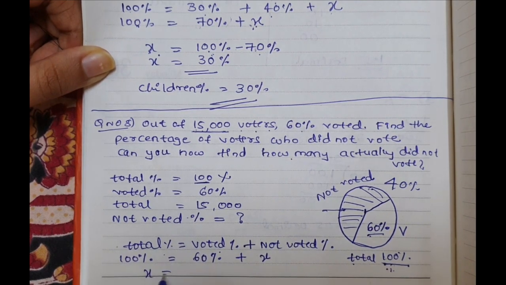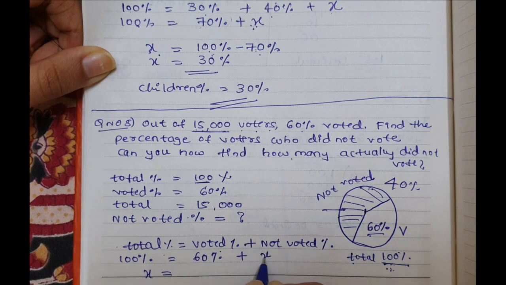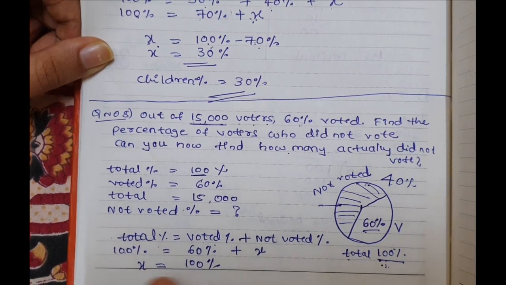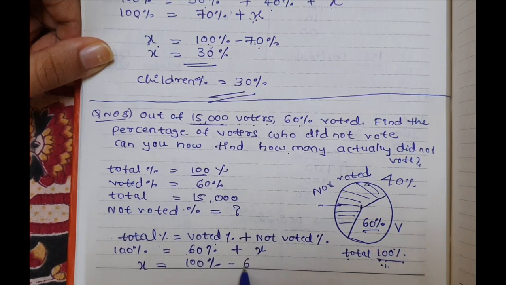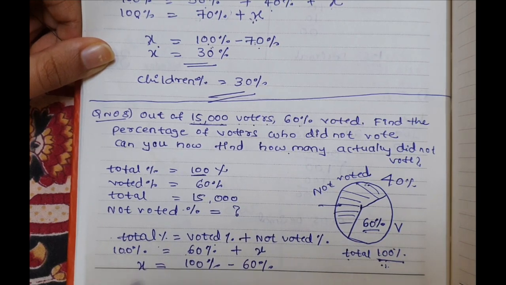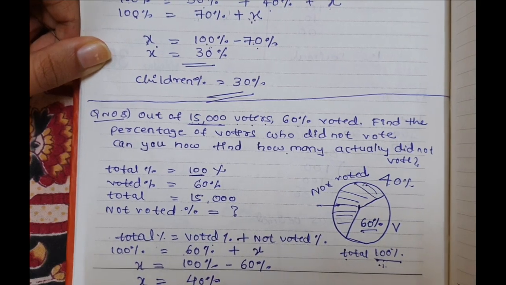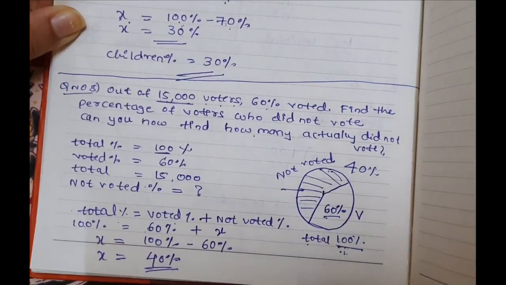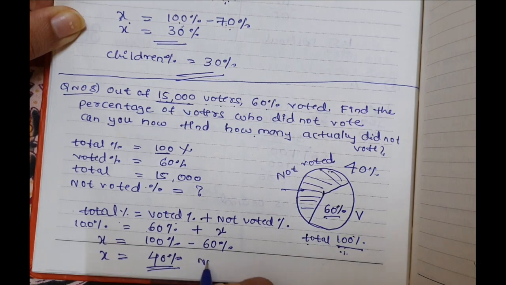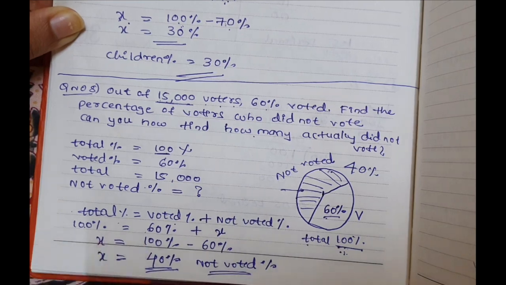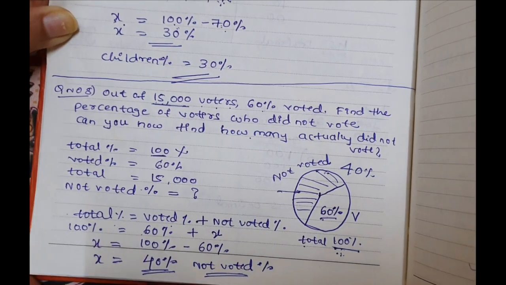Now, X equals, I am moving X from RHS to LHS and I am moving 100 from LHS to RHS at the same time. So you should not change the sign, but you have to change the sign for this 60%. Now X is equal to how much? 40%. What is this 40%? Not voted percentage. The percentage of voters who did not vote.